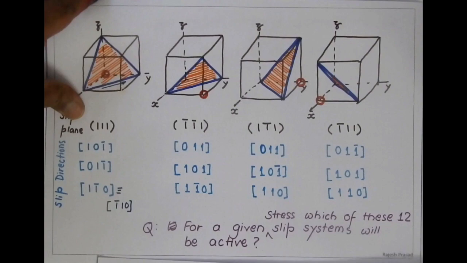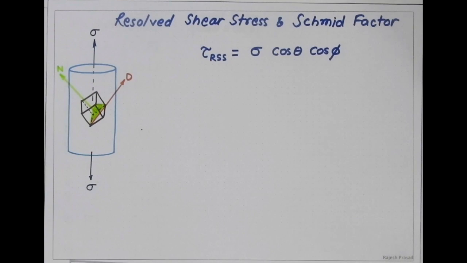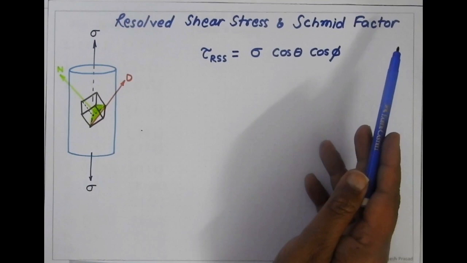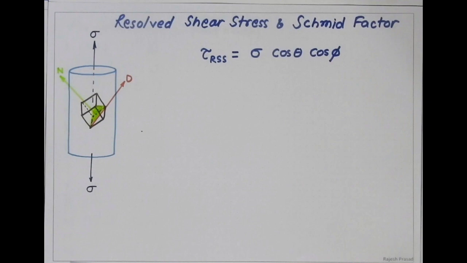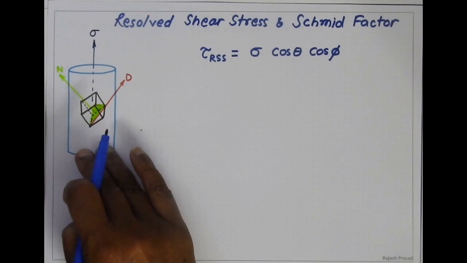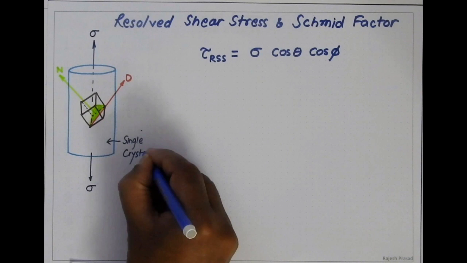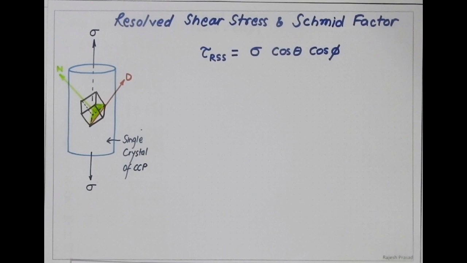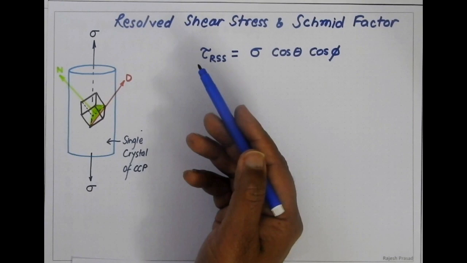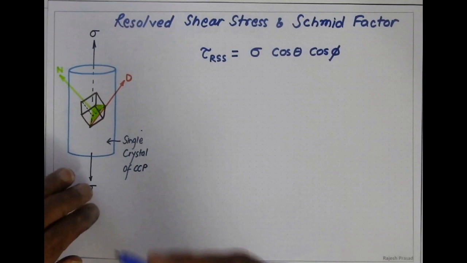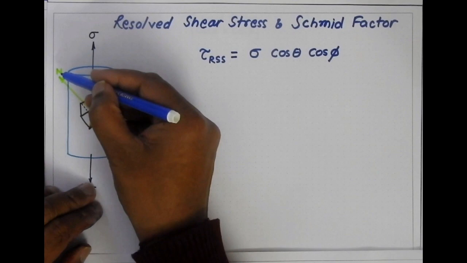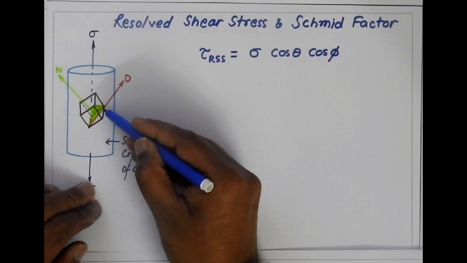So let us look at this again. This brings us back to the concept of resolved shear stress and Schmid factor. We now have a tensile specimen. The uniaxial tensile stress is applied, and this is a single crystal of CCP, the cubic close-packed structure we were talking about. Now the unit cell of the CCP will be oriented in some way with respect to the stress axis, and based on that orientation, I have shown you one slip plane, this green slip plane with a slip plane normal N, and the red direction as the slip direction. So one of the slip systems has been identified.